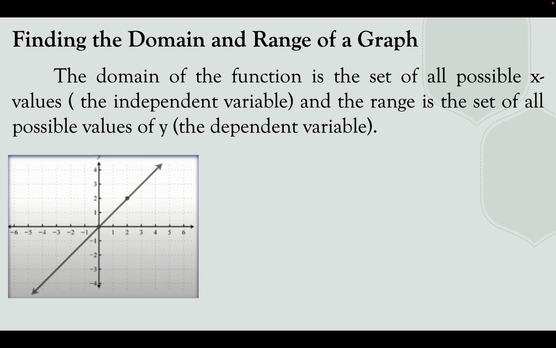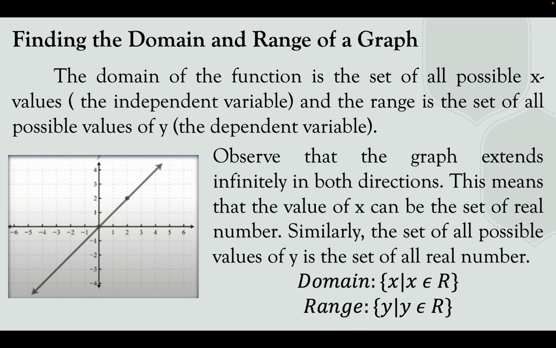Now, in finding the domain and range given a graph, the domain of a function is the set of all possible values of x, the independent variable, and the range is the set of possible values of y, that is the dependent variable. So we have here a given graph. Observe that the graph extends infinitely. Why does it extend infinitely? Because of the arrows, right?